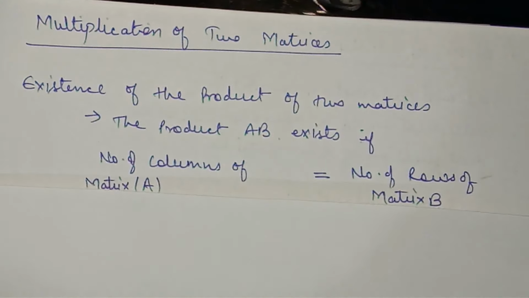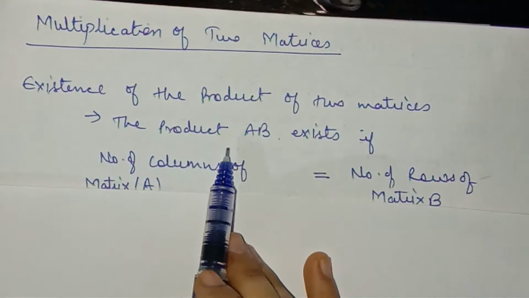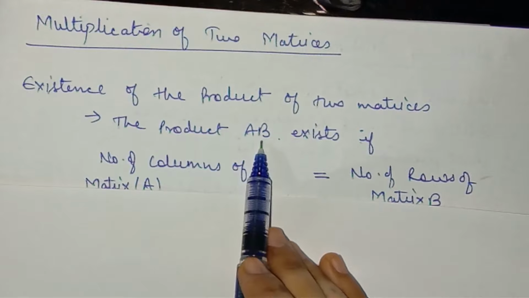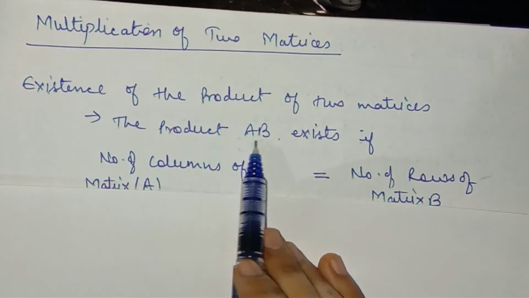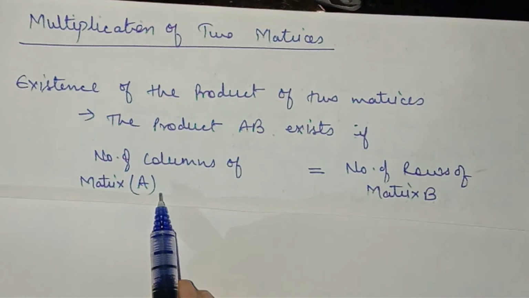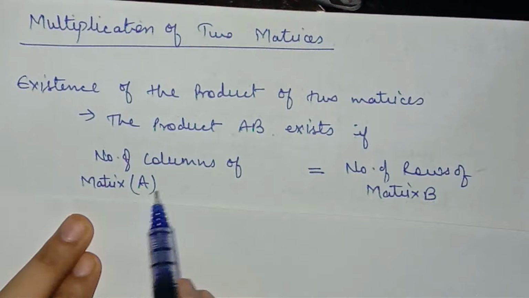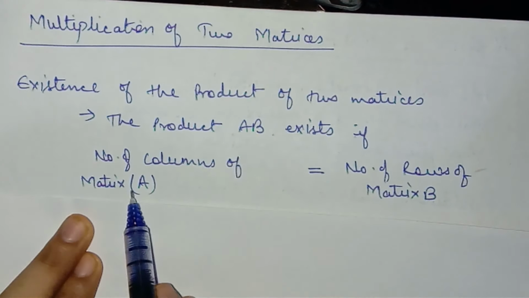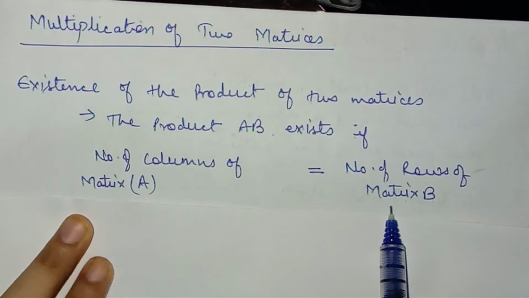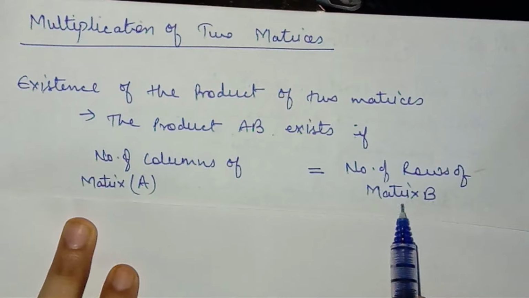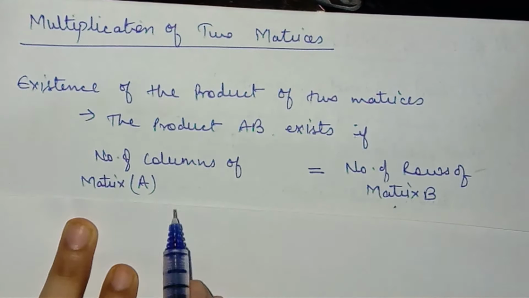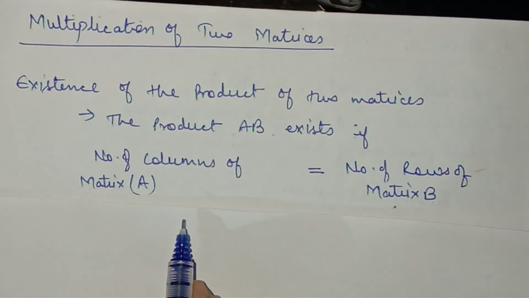For that we have to check this: if you want to find the multiplication of two matrices, that is, multiplication of matrix A with matrix B, this product will exist only if the number of columns of matrix A, that is the first matrix in this product, is equal to the number of rows of matrix B, that is the second matrix. So this rule should be satisfied if you want to multiply two matrices.